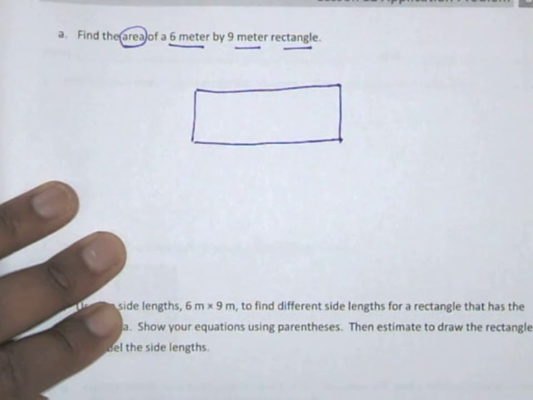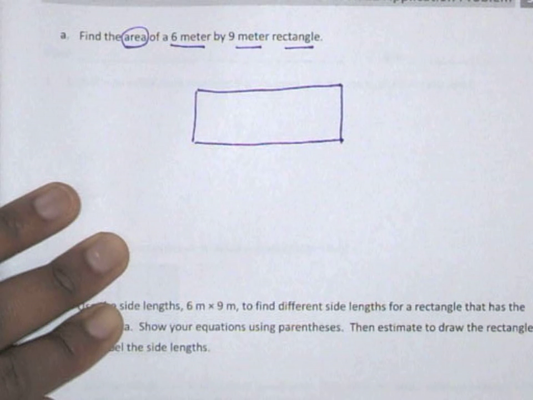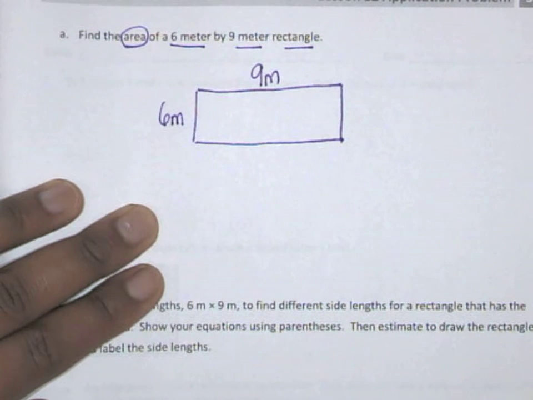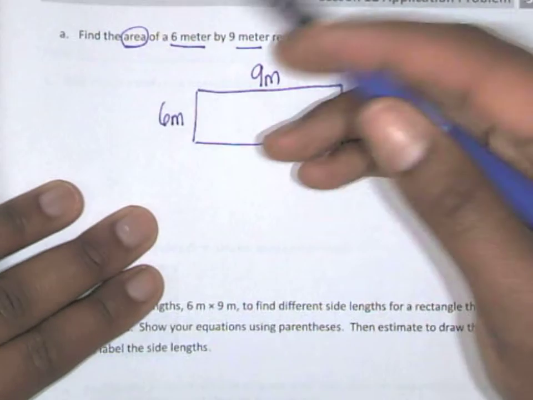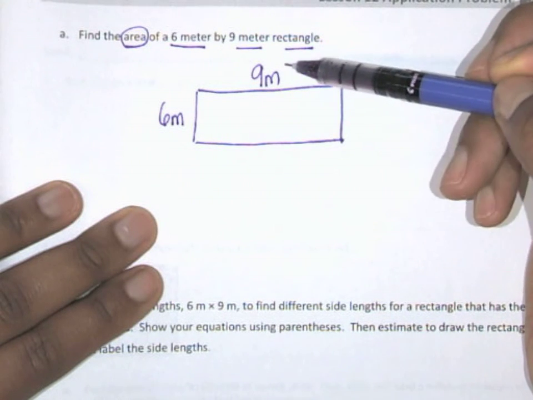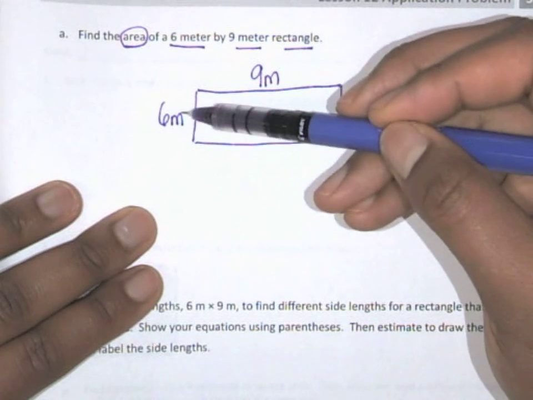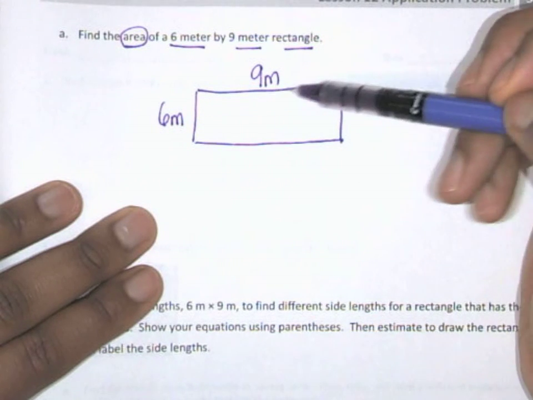Okay, so go ahead and take a moment to think about which side would make sense to be 6 meters and which side should be 9 meters. Go ahead and label it. On my page, I have 6 meters on the short side because 9 is a larger amount of space than 6 meters. So 9 meters is longer than 6 meters. So that's why I have the short side is 6 meters and the long side is 9 meters.